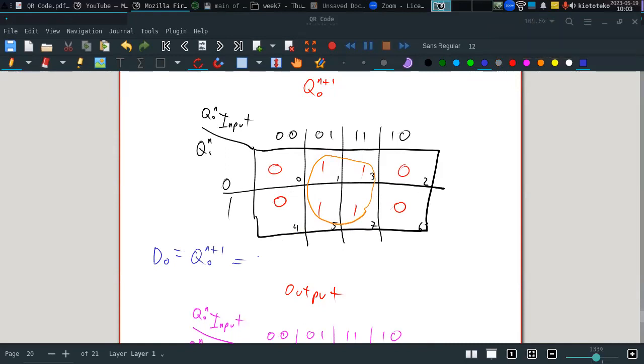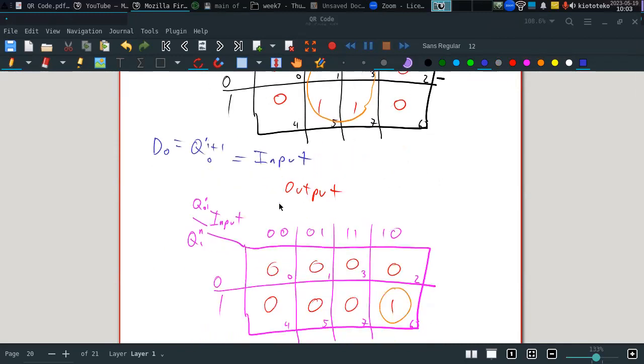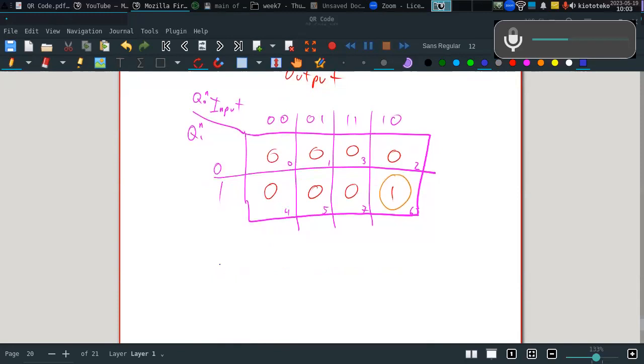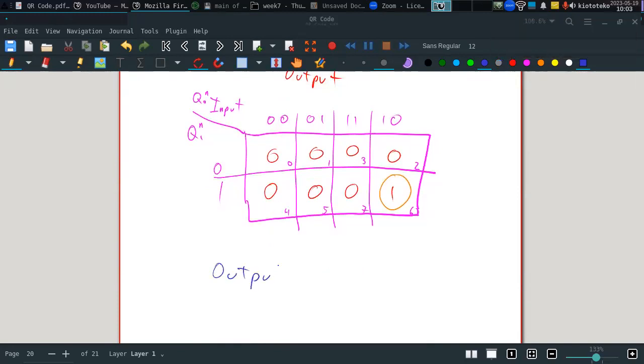For this one, we have that Q0 n plus 1, which is equal to D0, is equal to the input. So this is very simple. And for this one, we have that our output is equal to Q1 n and Q0 n and not input.